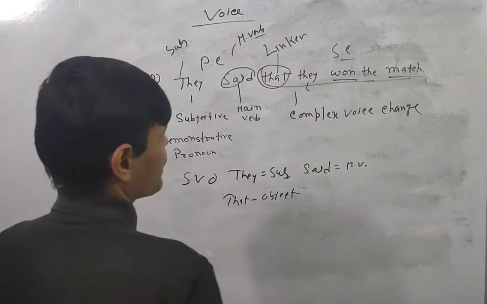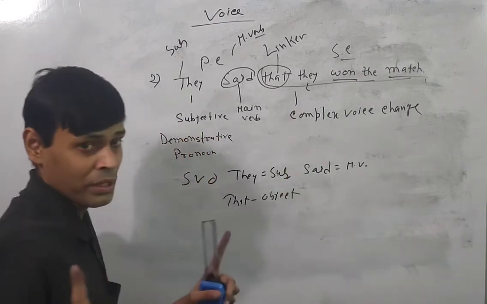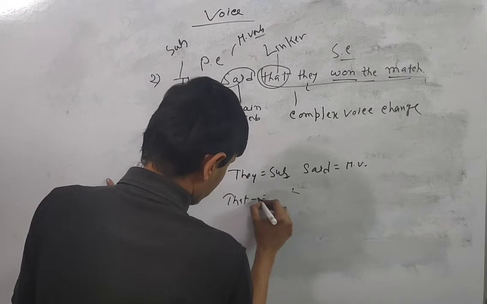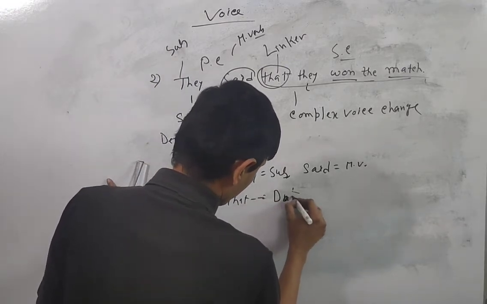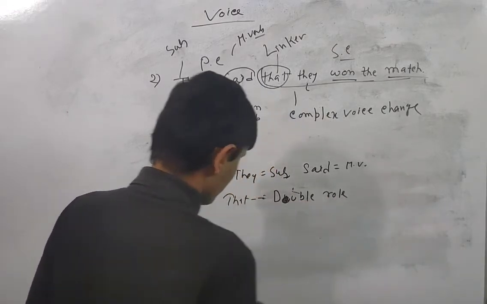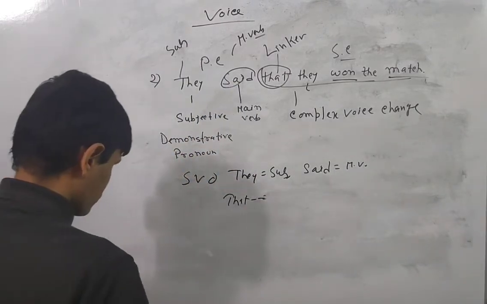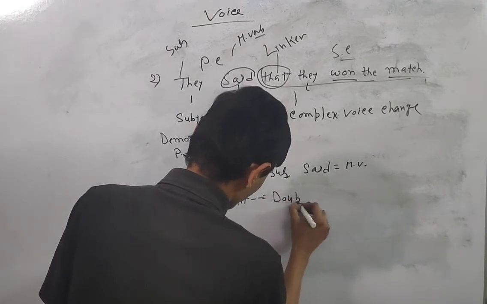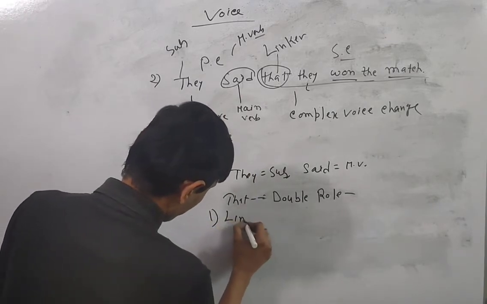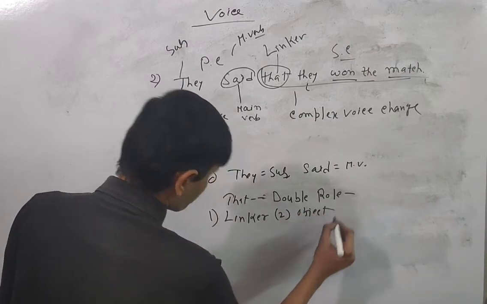It is also functioning here as linker. Here that has two roles. In this case that has a dual role in English. First as linker, second object. Now we have got the object.